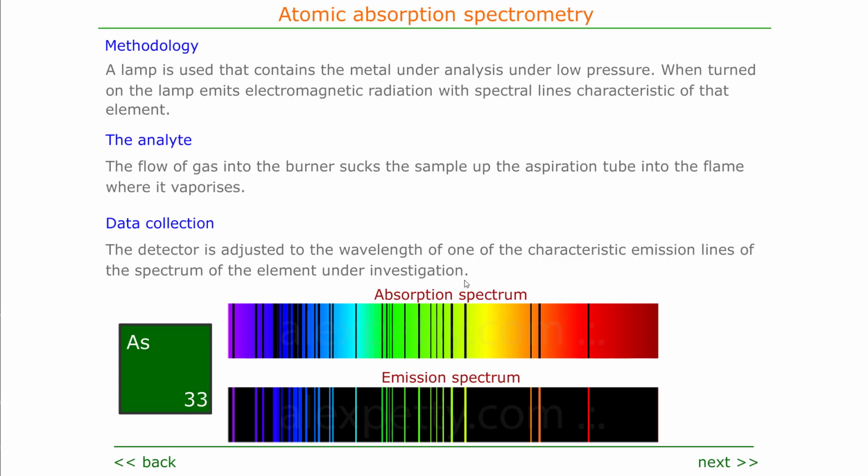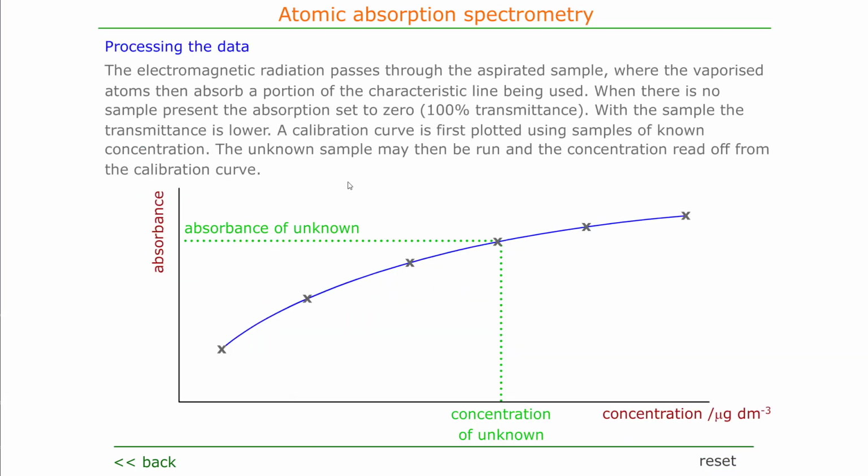And so we get an absorption spectrum as the light is absorbed as it passes through the flame. The electromagnetic radiation passes through the aspirated, hot sample, where the vaporized atoms absorb portions of the characteristic line being used. When there's no sample present, the absorption is set to 0, which is 100% transmittance. And with the sample, the transmittance is lower.